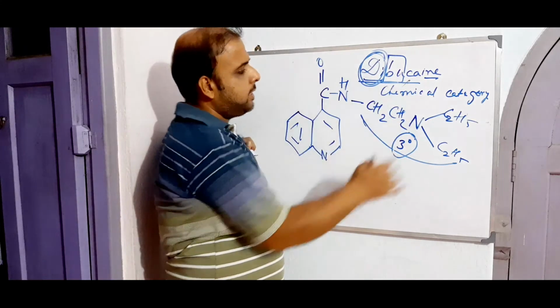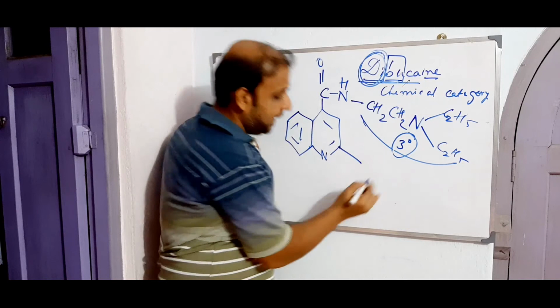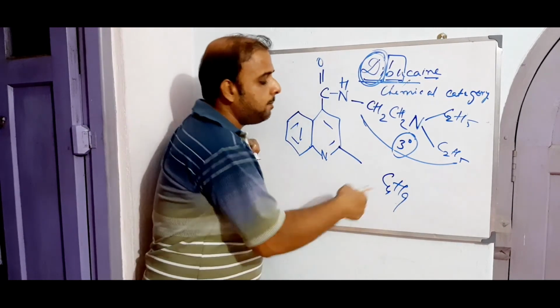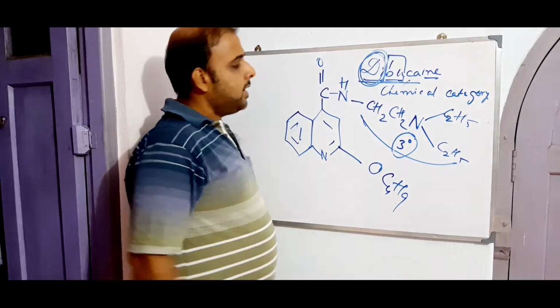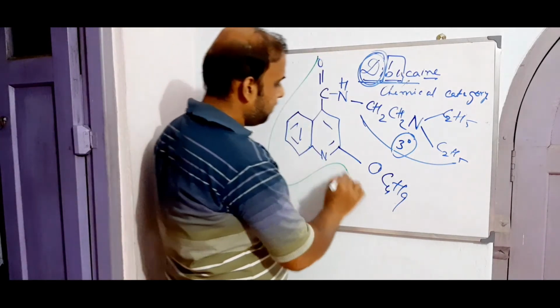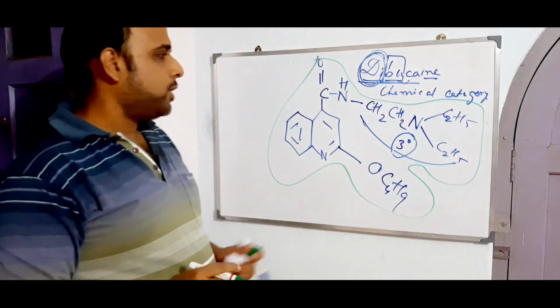In addition to this, it also has butyl, so we'll put C4H9 here. The butyl is not in the form of butyl, rather in the form of butoxy, so OC4H9. This is found to be the structure of Dibucaine.